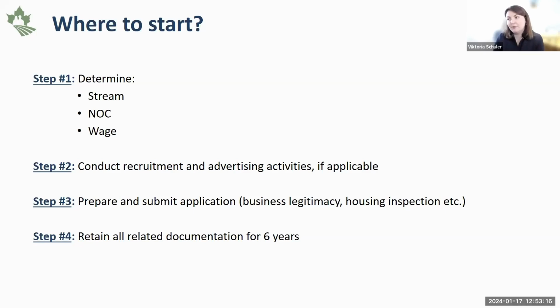Step 3, prepare and submit an application, which will include business legitimacy or housing inspection if it is required. And step 4, retain all related documentation for 6 years. Try to be organized, keep the payroll records, keep all the information about payroll deductions, accommodation, and so on, because of the ESDC audits. Unfortunately, it needs to be done.